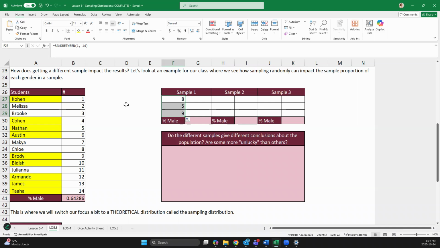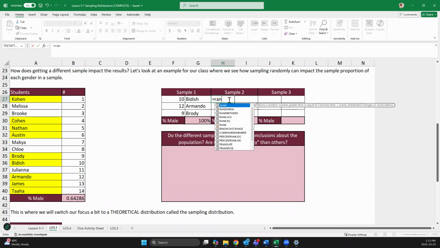Please note that as soon as you click out of that cell, the numbers will constantly keep changing because they're random numbers. So if you don't want them to constantly keep changing, what you have to do is copy and then paste the value only so that the formula does not keep updating. Then for student 10, we can fill in its name. For 12, it's Armando, and for student number 9, it's Brody. So for that specific sample, all 3 of those students are males. So that would be 100% male from that sample, even though we only have about 64% in the class.